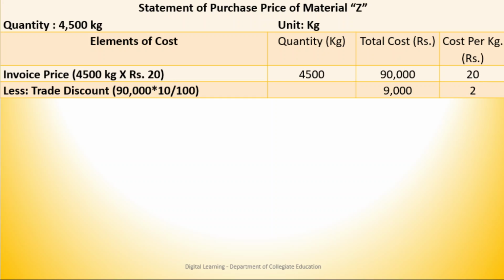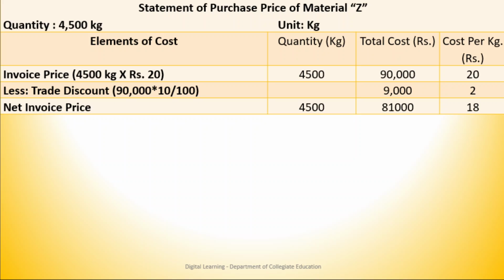From this, you deduct the trade discount. Trade discount is given to be 10%, which is calculated on invoice price. 90,000 into 10% comes up to 9,000. If you want cost per kg, 9,000 divided by 4,500 kg comes up to rupees 2 per kg. Net invoice price, nothing but invoice price minus trade discount.